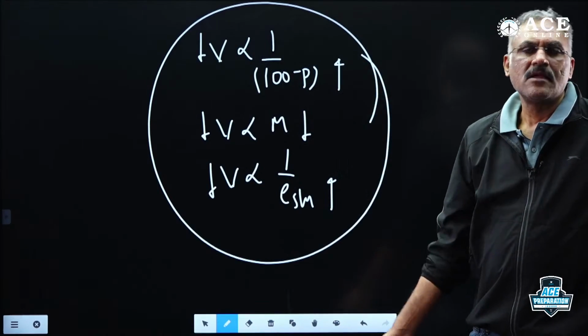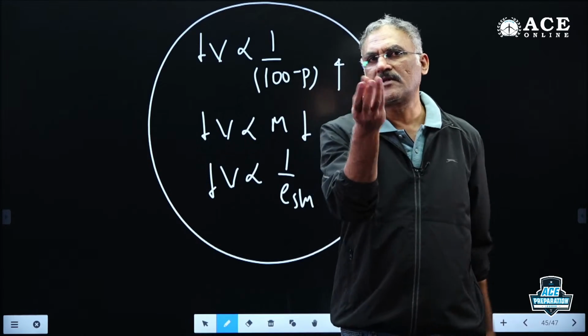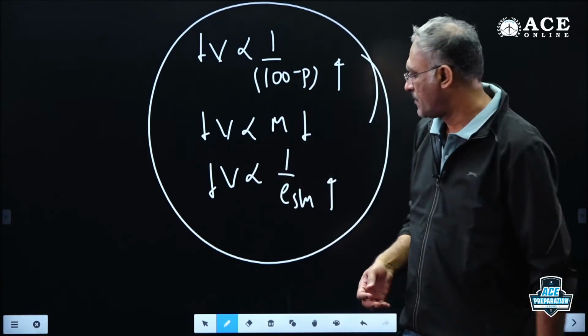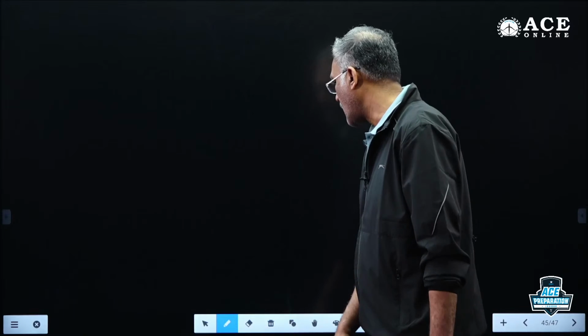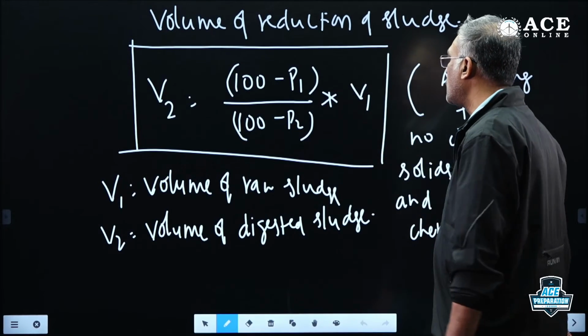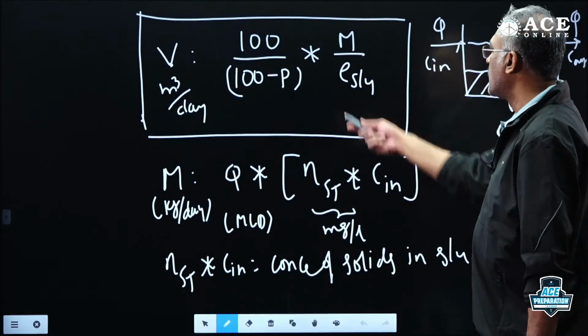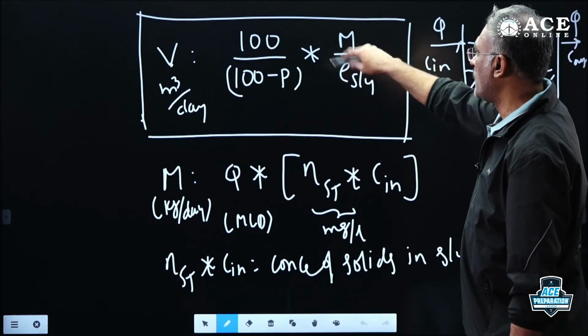So whenever we go with sludge treatment, a huge amount of sludge converts into a small amount of sludge. Disposal becomes so simple and so easy. That's what happens. So these equations you have to remember. V2 is equal to (100 minus P1) by (100 minus P2) into V1. In addition to that, if you exactly want to work out, this is the one, V1 and V2.